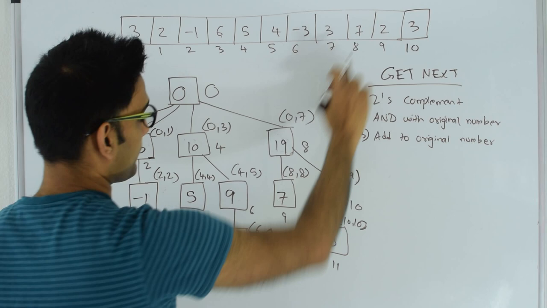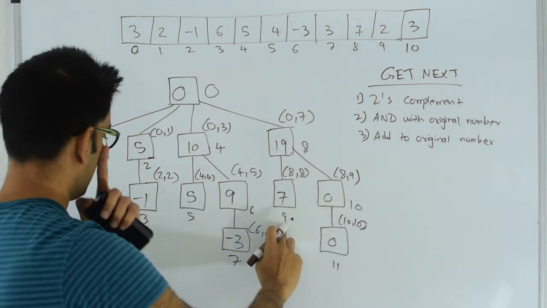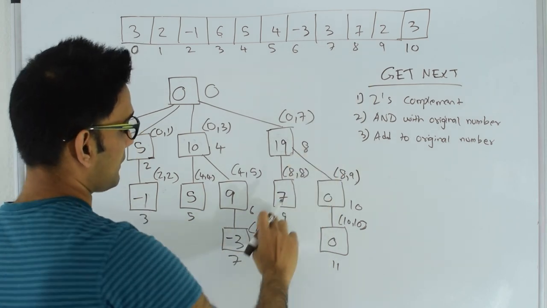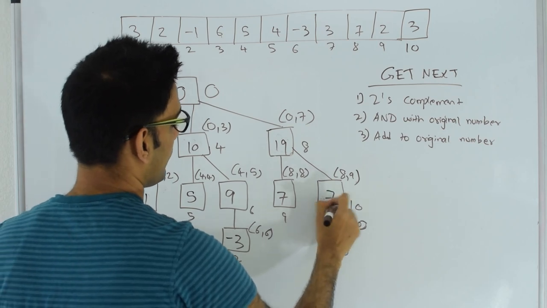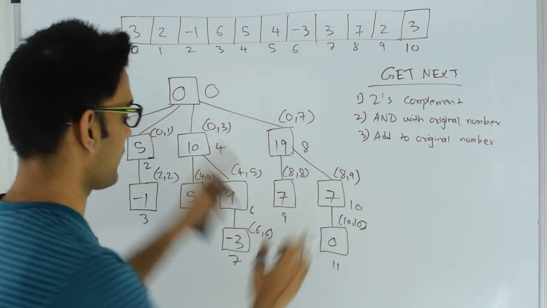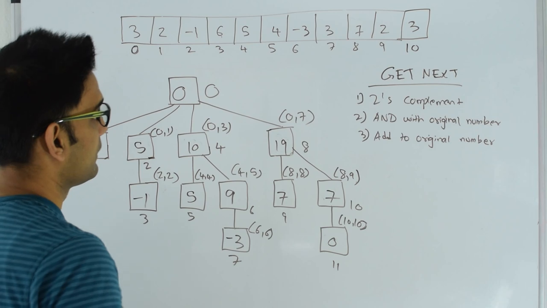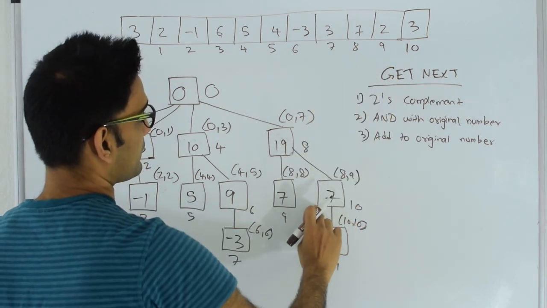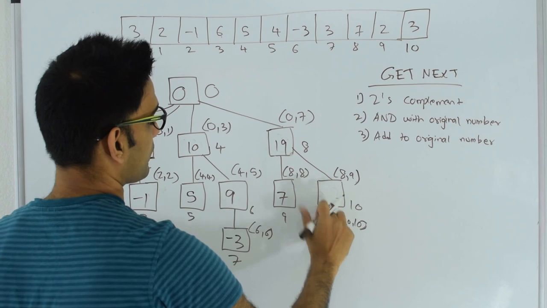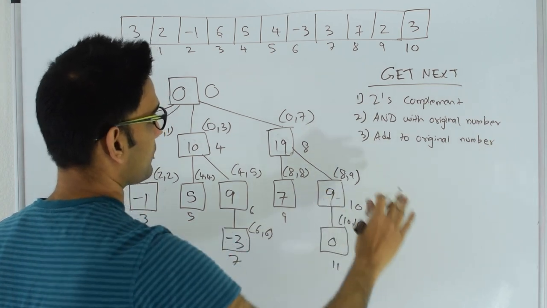So when I'm updating 8, I go to the 9th node. So this becomes 7. 9th's next will turn out to be 10, so this also becomes 7. And then 10th's next will be outside the range of this index tree. So then we go to 9. So we update here, so this becomes 9, 7 plus 2, 9. And then it's outside the range.